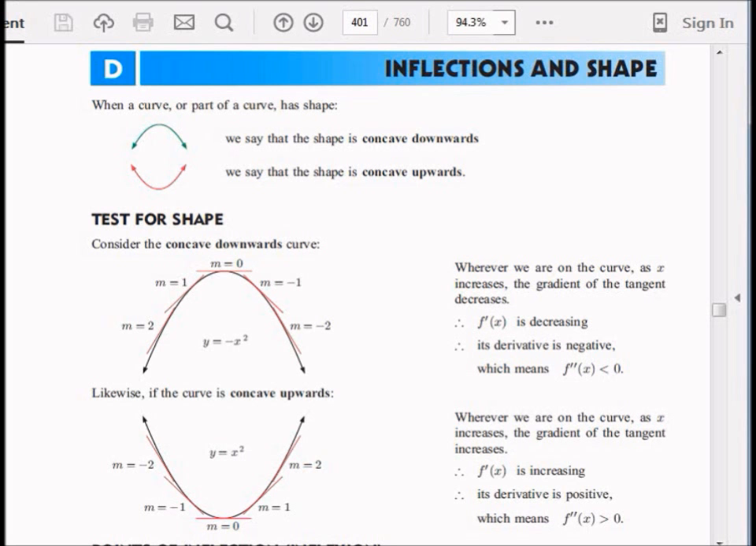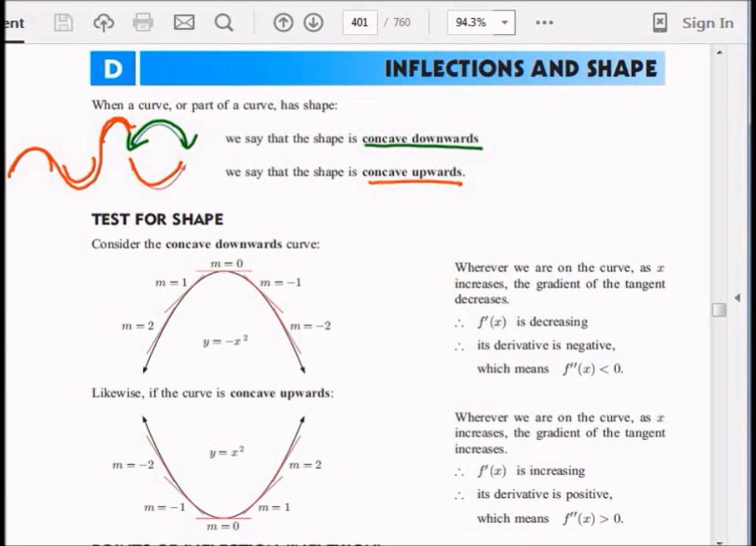Section 16D. We're looking at inflections and shape. When we're looking at a curve that is shaped this way, we call it concave down. When it's shaped this way, we call it concave up. Those are parabolas, but they could be just a certain part of a graph, for example, like this. This would be concave down, this part would be concave up, this part would be concave down.